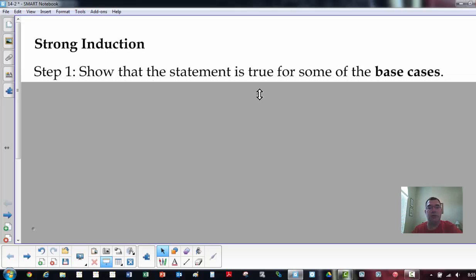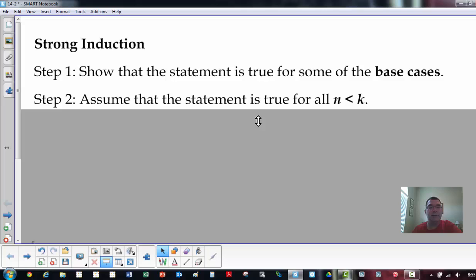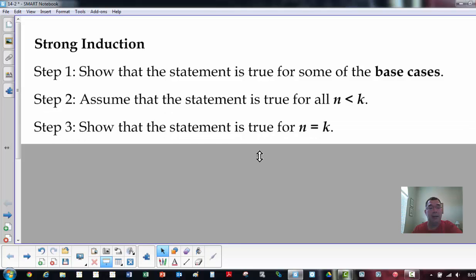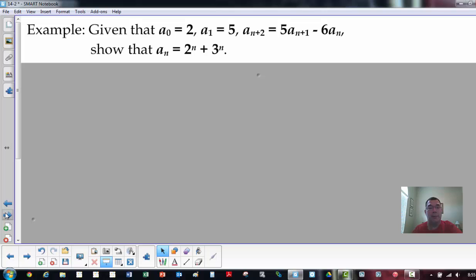The first is you are going to show that the statement is true for some base cases. That's usually the case where n equals 1, or maybe even a couple of cases depending on how complicated the thing you're trying to prove actually is. Step 2, you're going to assume that the statement is true for all n's that are less than some arbitrary value k. And then based on that assumption, we are going to show that the statement is true for n equals k. So the best way to do this is with an example.